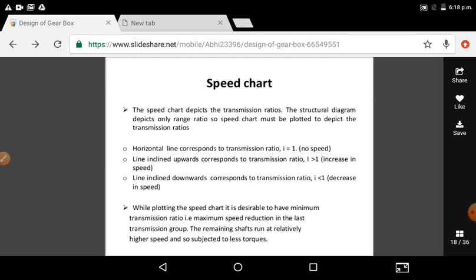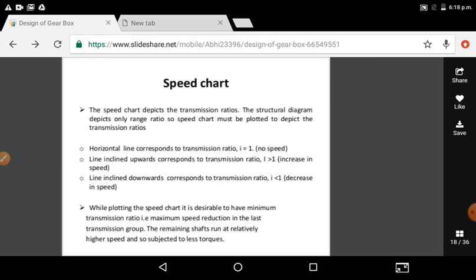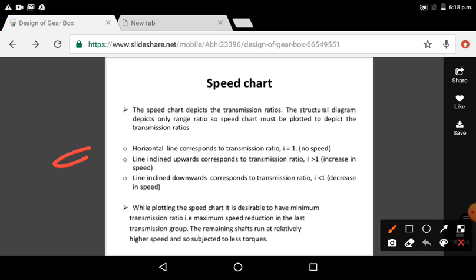The horizontal line corresponds to transmission ratio i equal to 1. So no speed change, because we have taken the speed as 5 raised to n minus 1. So if we are taking i equal to 1, so n is equal to 1, so 5 raised to 1 minus 1 is equal to 0. So there is no speed change.